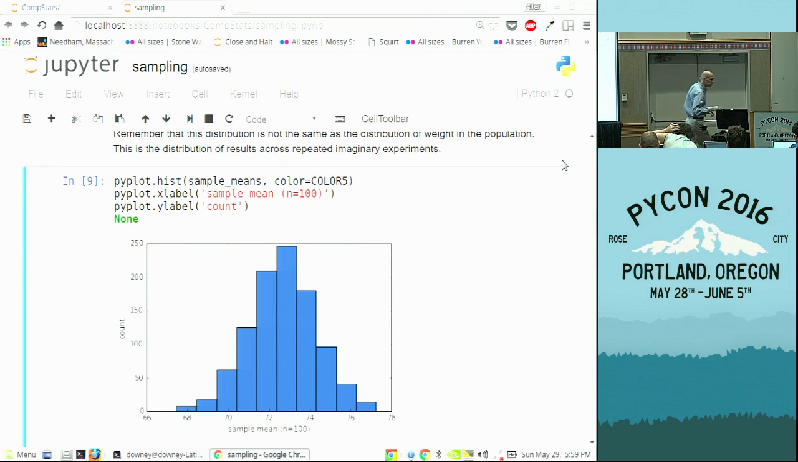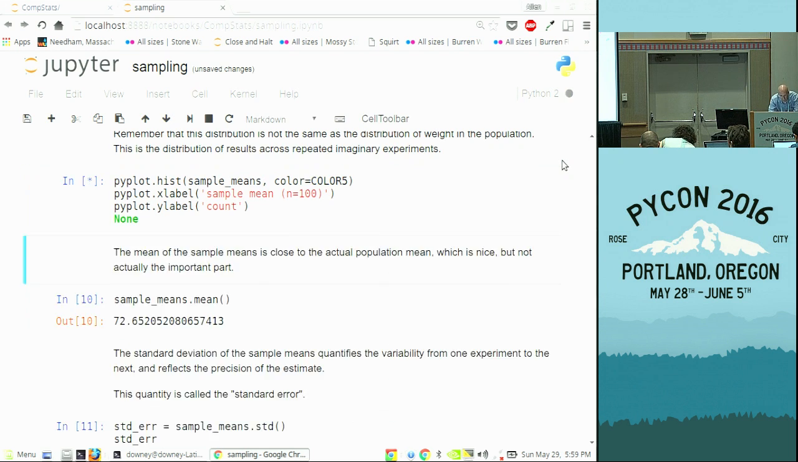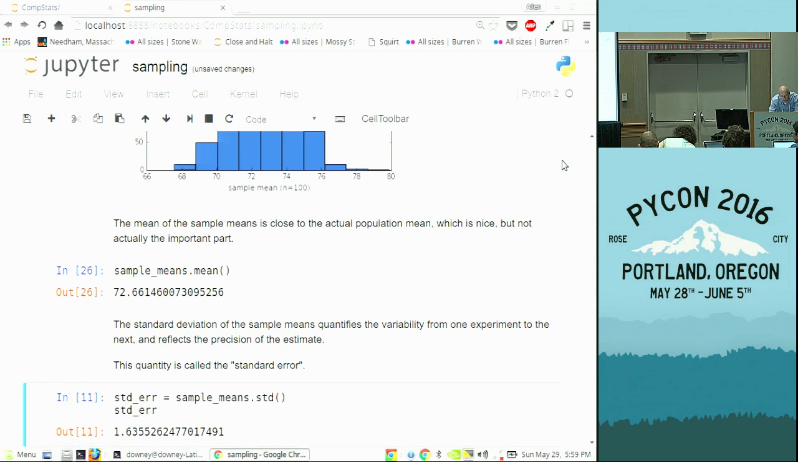1.63, is that right? It's a little bit lower than I thought looking at it, but that's probably just me being miscalibrated. There it is.